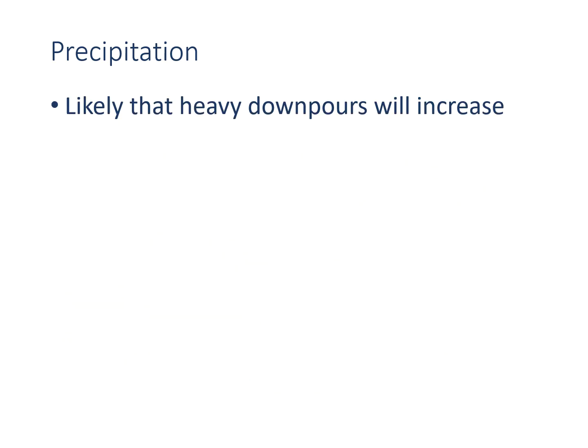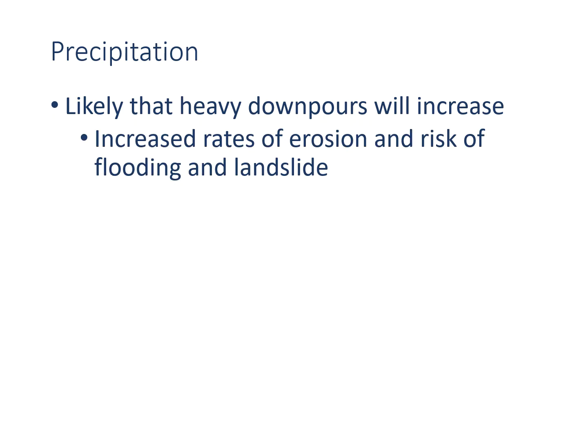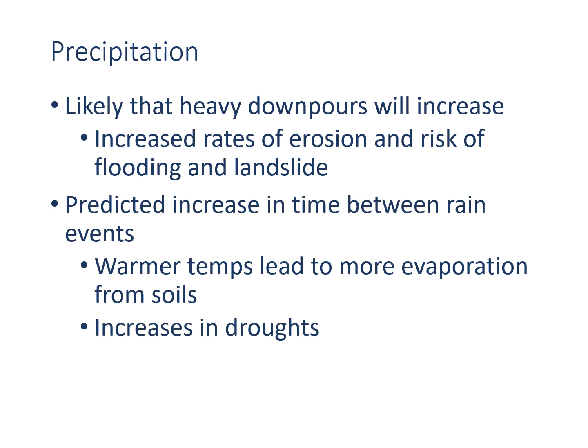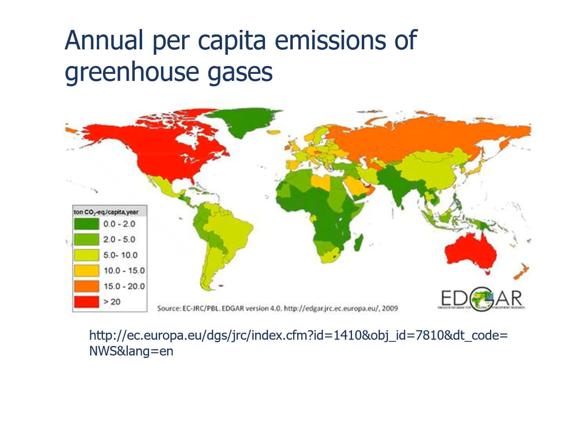It's likely that the storm intensity is going to increase, more likely to see heavy downpours, things like that, increased rates of erosion, risk of flooding and landslide, and predicted increase in time between rain events, potentially. Warmer temperatures could lead to more evaporation. We could also, in certain areas, have an increase in drought.